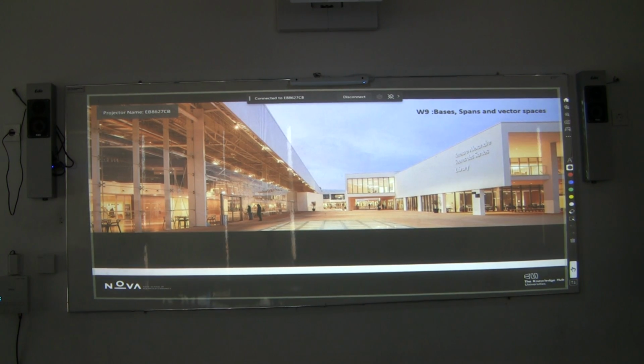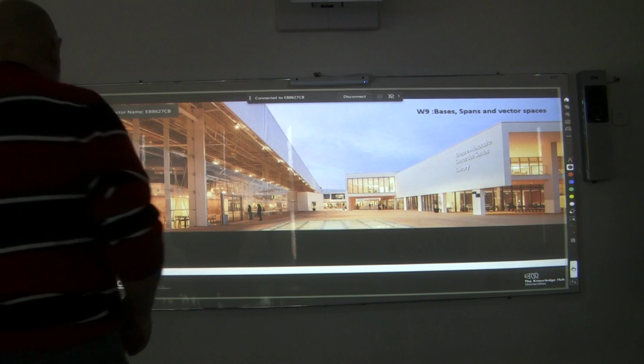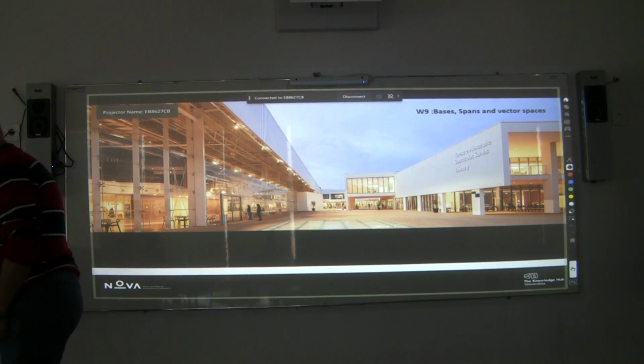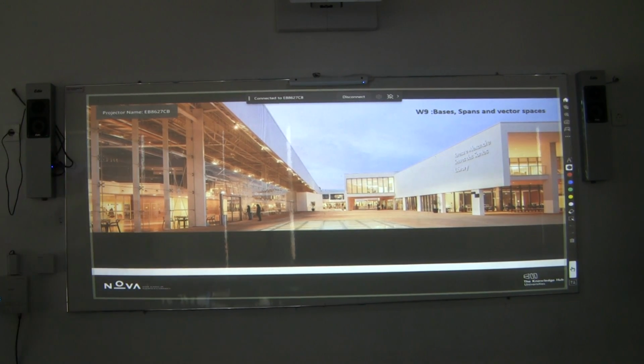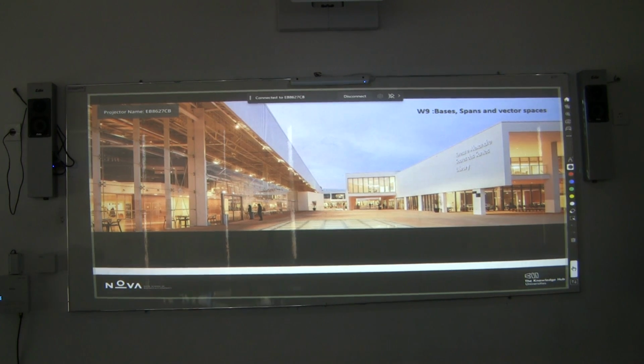Today, inshallah, we will continue on our topic of today, which is the coordinates and the vector spaces.